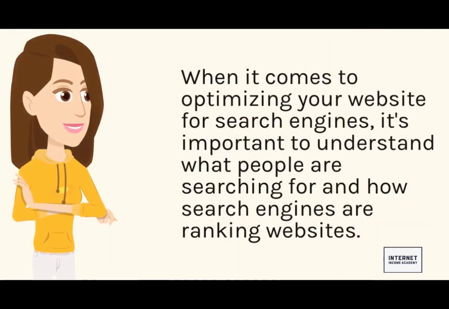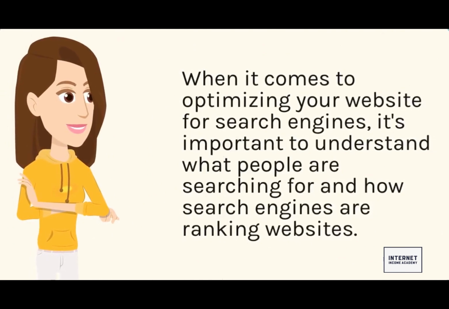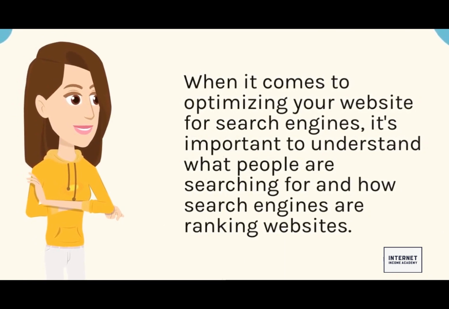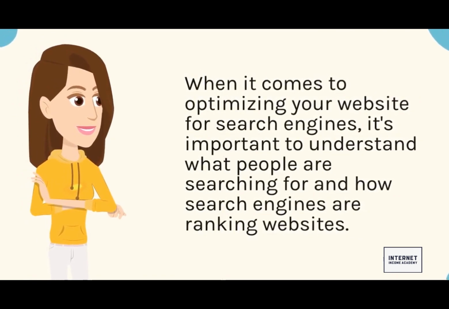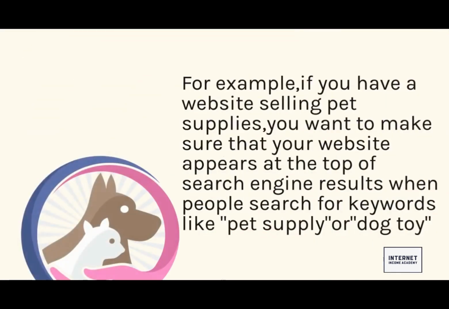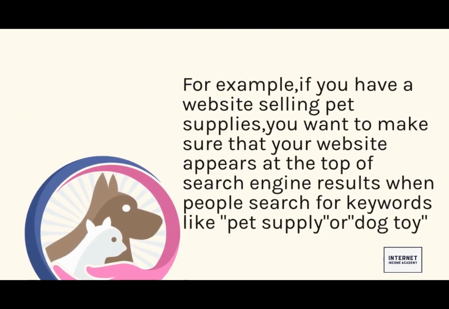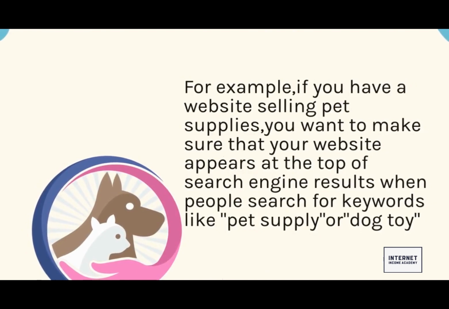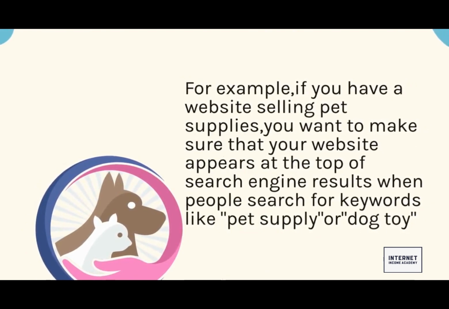When it comes to optimizing your website for search engines, it's important to understand what people are searching for and how search engines are ranking websites. For example, if you have a website selling pet supplies, you want to make sure that your website appears at the top of search engine results when people search for keywords like pet supply or dog toy.